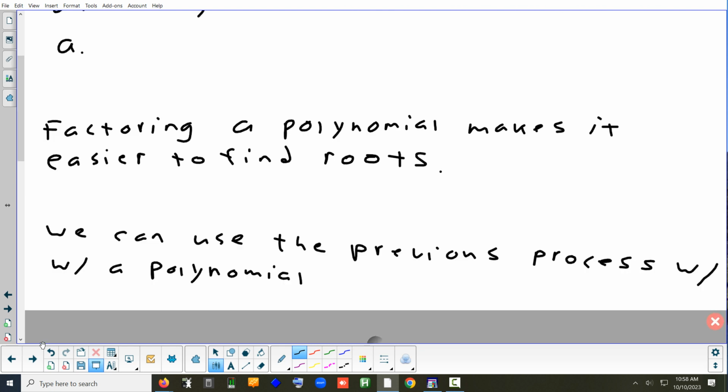So that process that I just showed you with the number 12. I want you to factor 12. 3 is a factor. Find the other one. We can do the same thing with a polynomial.